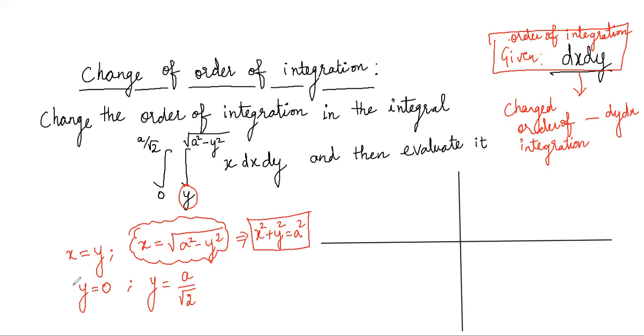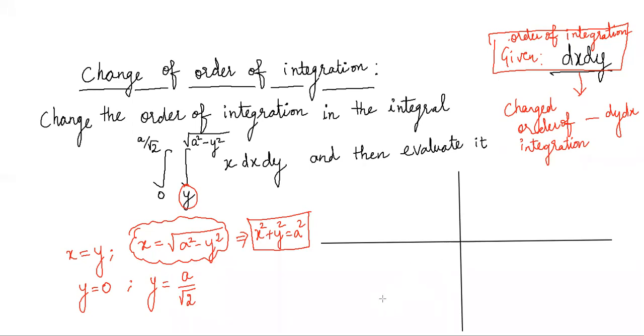Then the third equation is y equal to 0, which is the equation of the x-axis. Then y equal to a upon root 2. This is again the equation of a straight line, and this straight line is parallel to the x-axis at a distance of a by root 2. So we will be plotting these four curves. Let us plot them.